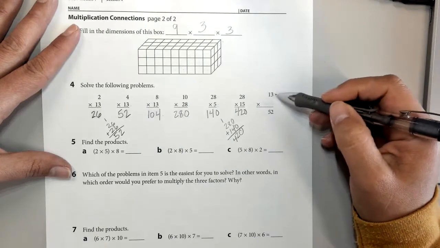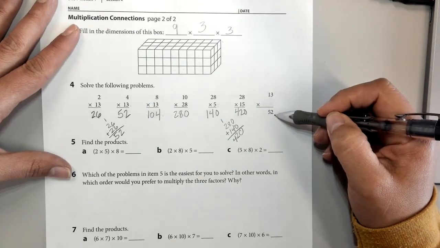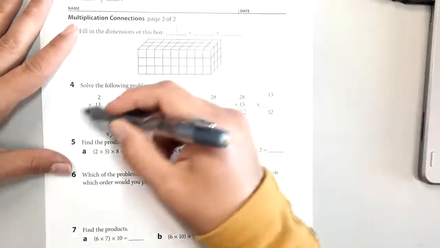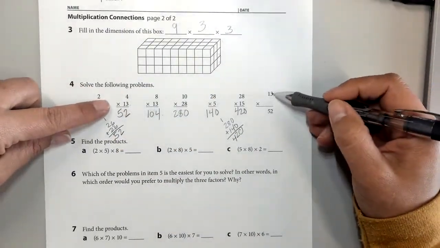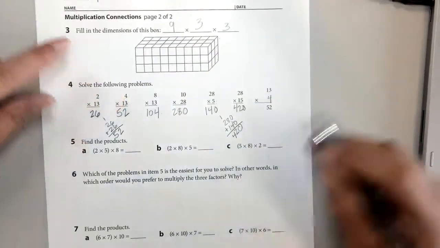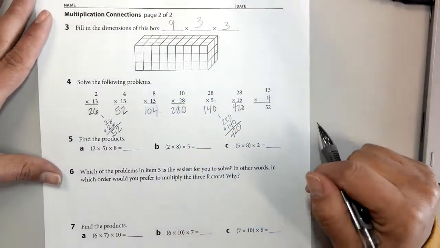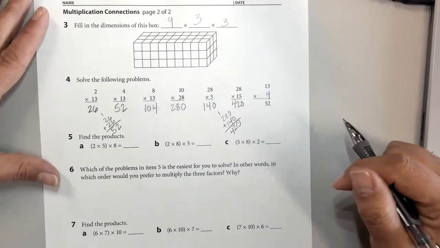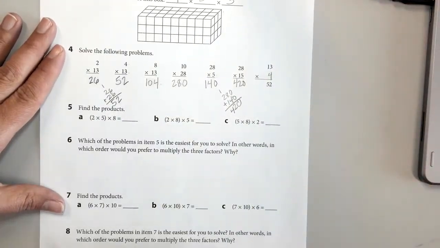Now look at this one, 13 times something is 52. Do I see those numbers anywhere else over here? I sure do, right here, 13 and 52. Well, 4 is the number that's missing. Okay, so always when you're working on these problems, look and see, is it related to something else that they're showing me? Number 5, find the products.